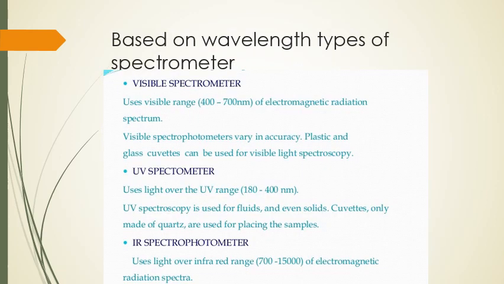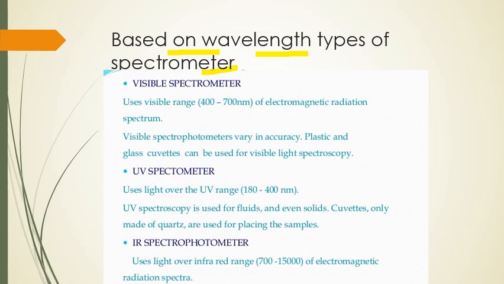So based on the wavelength of the radiation or the light source used in the spectrophotometer, we can also classify the spectrophotometer into different types. We have seen the single beam and double beam spectrophotometer has different working. Now on the basis of the light source we use in the instrument, the different types of spectrometer are there.